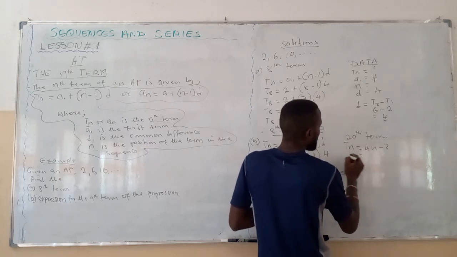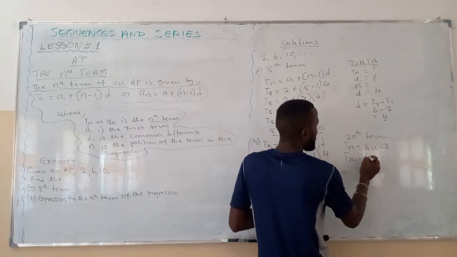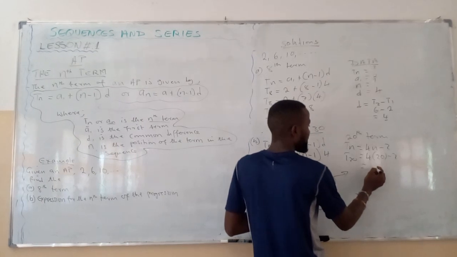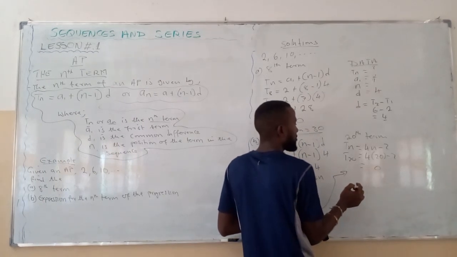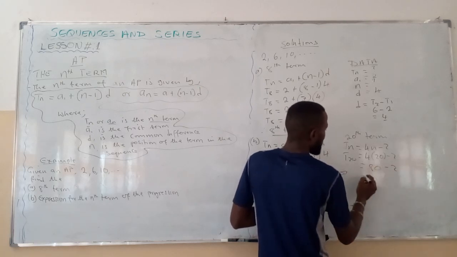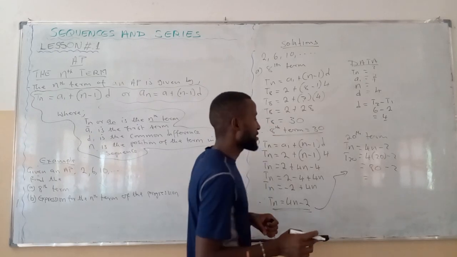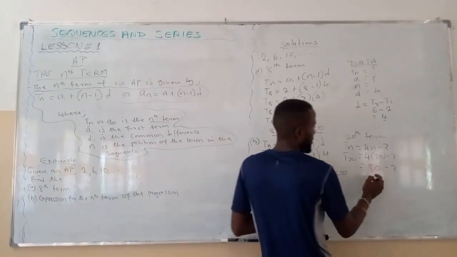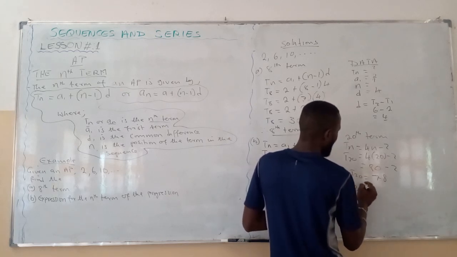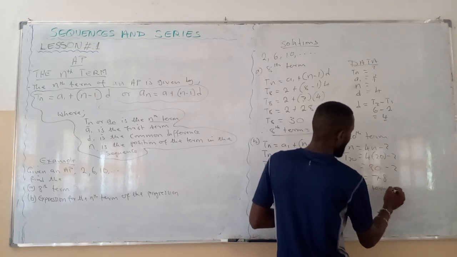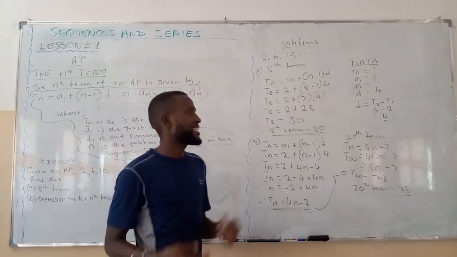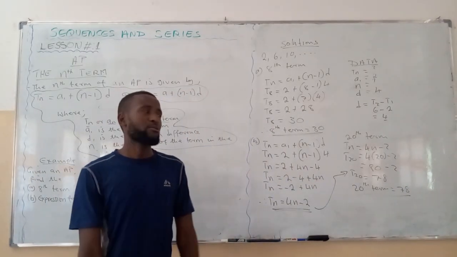So it will be T20, 4 multiplied by 20 minus 2. What is 4 multiplied by 0? It is 0. 4 multiplied by 2, it will be 8. Therefore, we have 80 minus 2, which is 78. So T20, the 20th term, is equal to 78. So you can find any term that they ask you by using this formula. So that is one way.